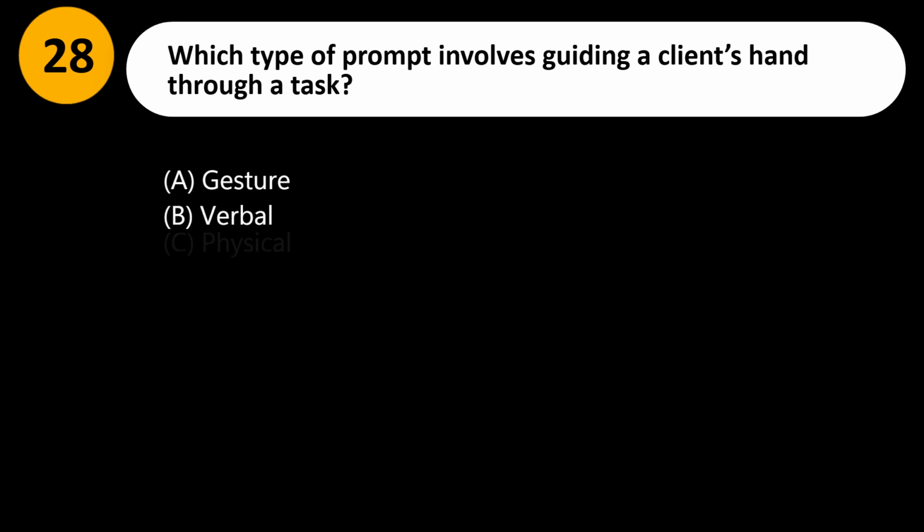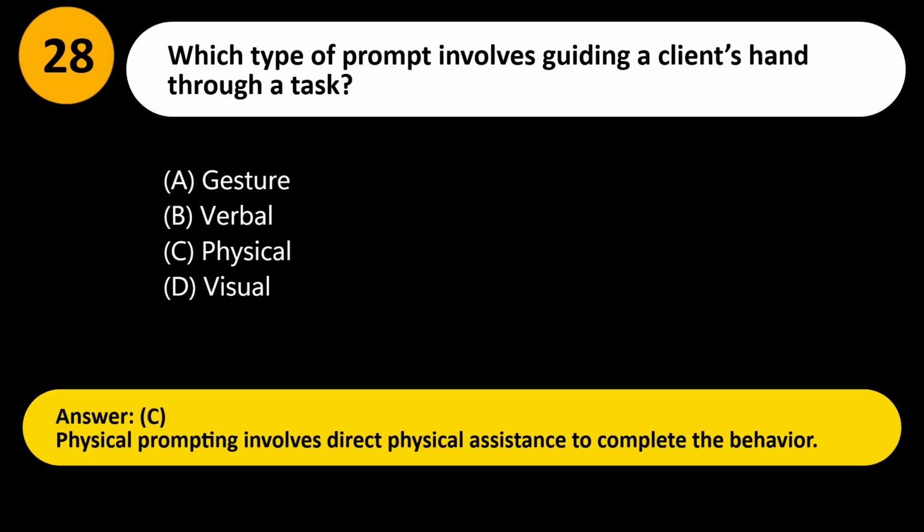Which type of prompt involves guiding a client's hand through a task? A. Gesture. B. Verbal. C. Physical. D. Visual. Answer, C. Physical prompting involves direct physical assistance to complete the behavior.